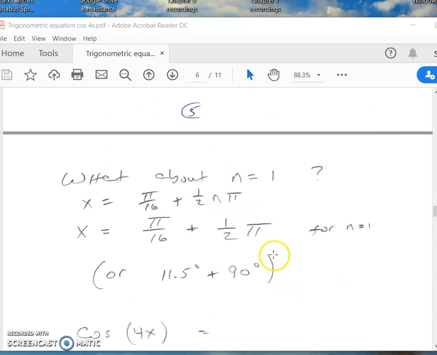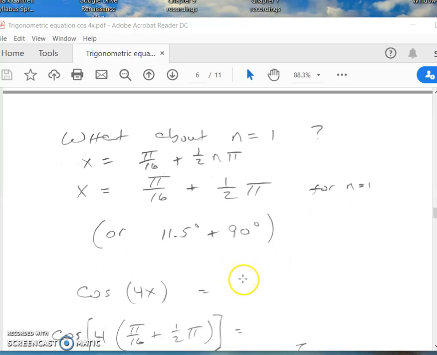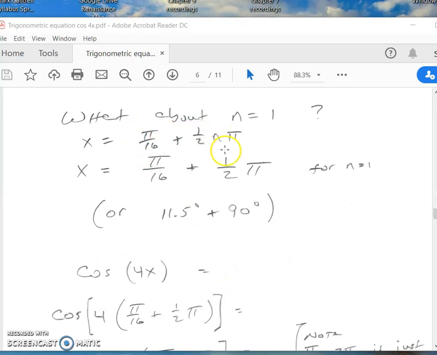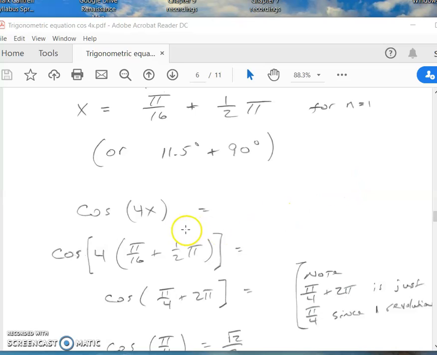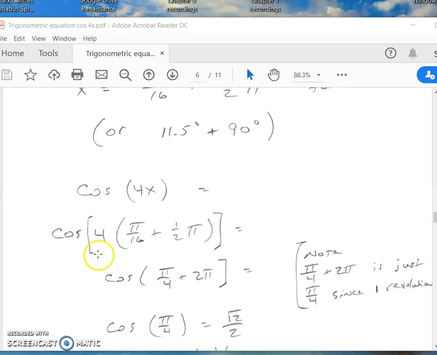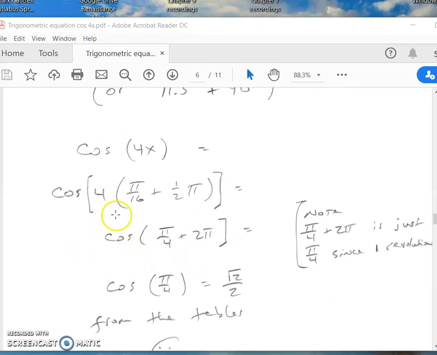All right. Well, how about the next one? Maybe we got lucky. How about n equals 1? So here's what we start with. We plug in the 1 for n. We get pi over 16 plus 1/2 pi. So in degrees, it looks like this. So now let's go ahead and plug everything in. 4 times x is 4 times this guy right here. And when we do the simplifications, 4 times pi over 16 is pi over 4. 4 times 1/2 is 2.